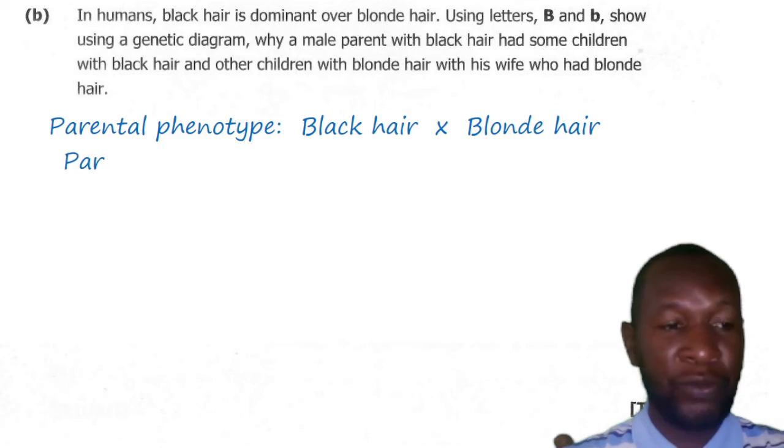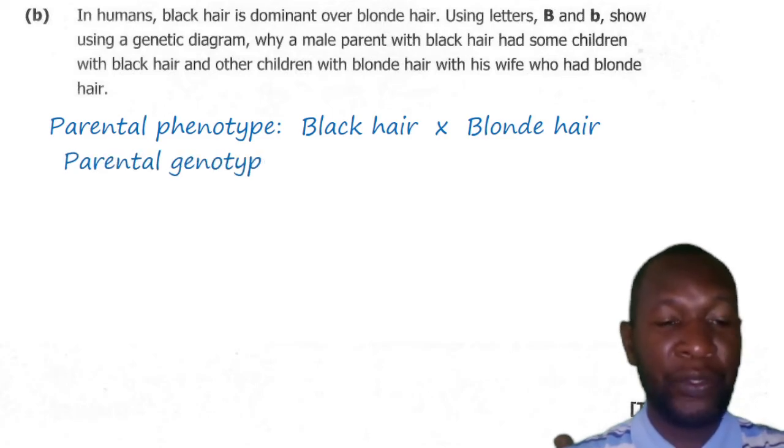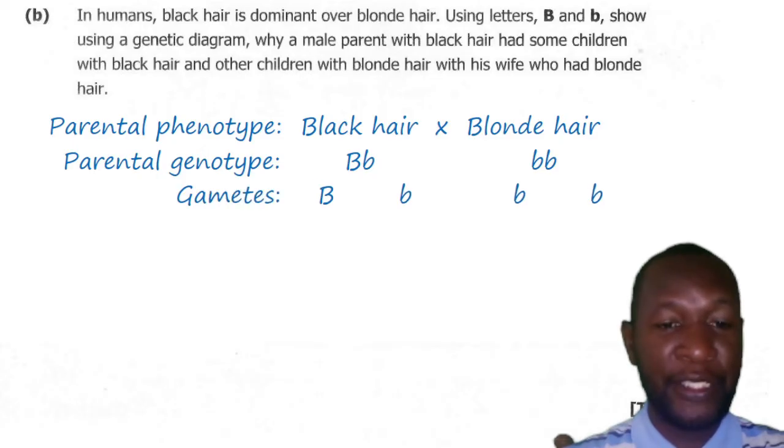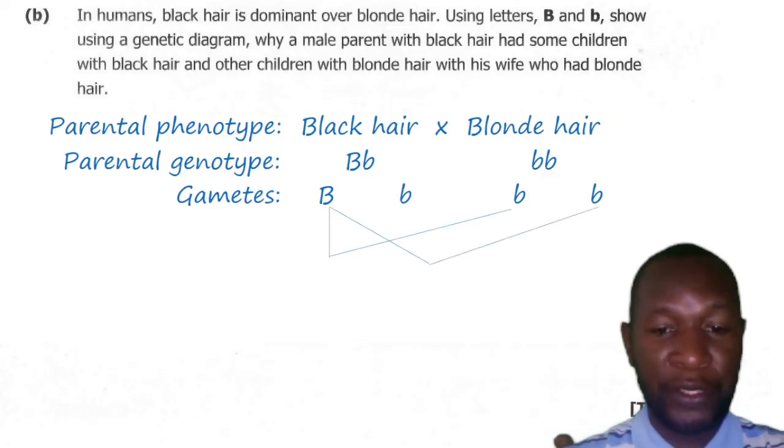Then our next stage is the parental genotype. The genotype for black hair will be capital B, small b, and for blonde hair, small b, small b. Then our next stage is for us to write the gametes by splitting the genotype. So we have capital B, small b, and small b. After writing our gametes, we then start crossing. So we have the capital B crossed with the small b, capital B crossed with another small b, and the small b with the small b.